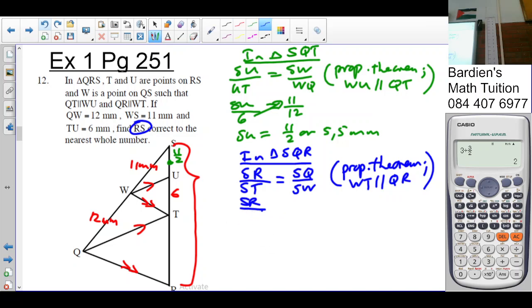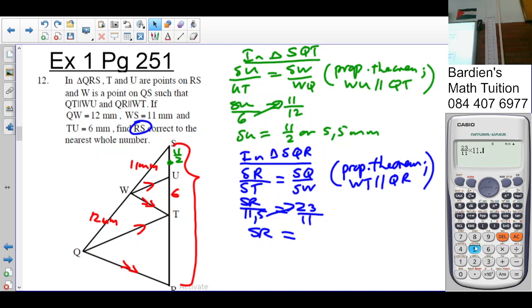6 plus 5.5 is what? 11.5. Is equal to SQ, which is 11 plus 12, which is 23, over SW, which is 11. So take it out, so it would simply be 23 over 11 times 11.5. That gives us 24. Is that correct?